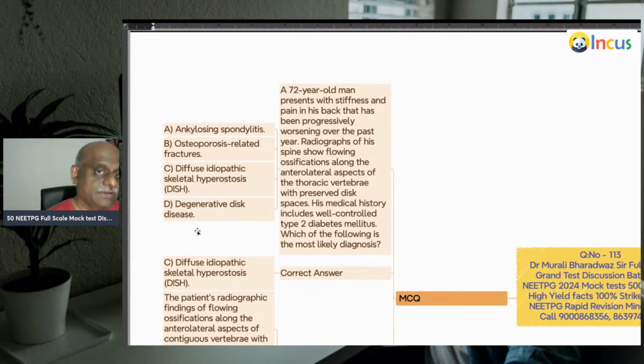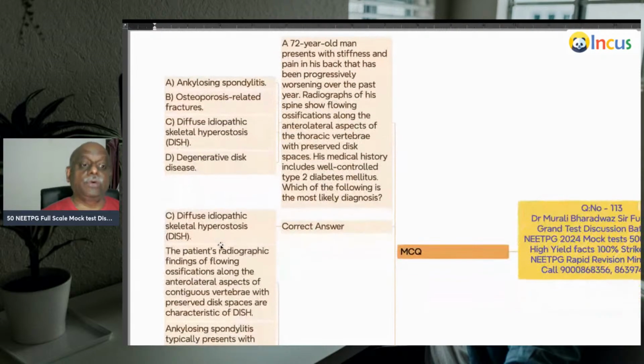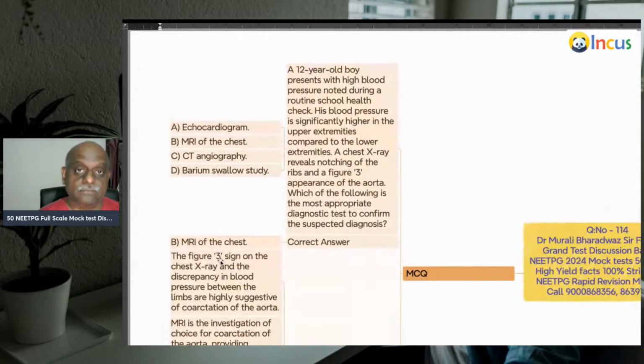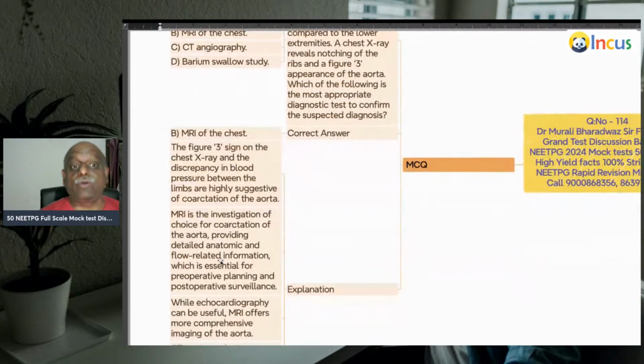A 72-year-old with stiffness and pain in his back. So, flowing ossifications along the anterolateral aspect of the contiguous vertebrae, classical of diffuse idiopathic skeletal hyperostosis. A 12-year-old boy with a high BP, figure of 3 appearance on the aorta, classical of coarctation of the aorta, for which you do MRI of the chest.